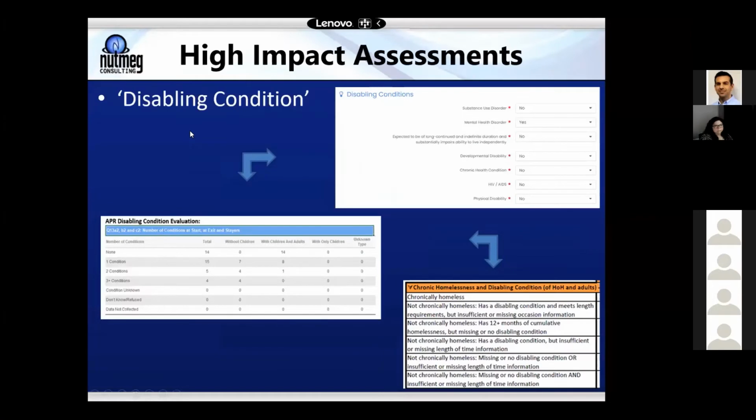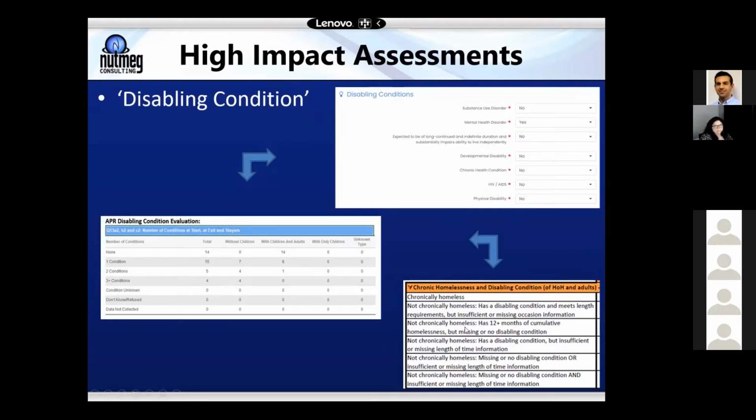All right. Disabling conditions. Most of you are well versed with disabling conditions and the fun that disabling condition data collection brings. It's obviously vital for assessing chronic homelessness because, rule number one, they have to be yes to disabling condition and then meet the homeless history standards. And they also have to be yes to at least one of the disabling condition types. And we're going to talk about that in detail. And the APR disabling condition tables will help you evaluate to make sure you're capturing all that information.